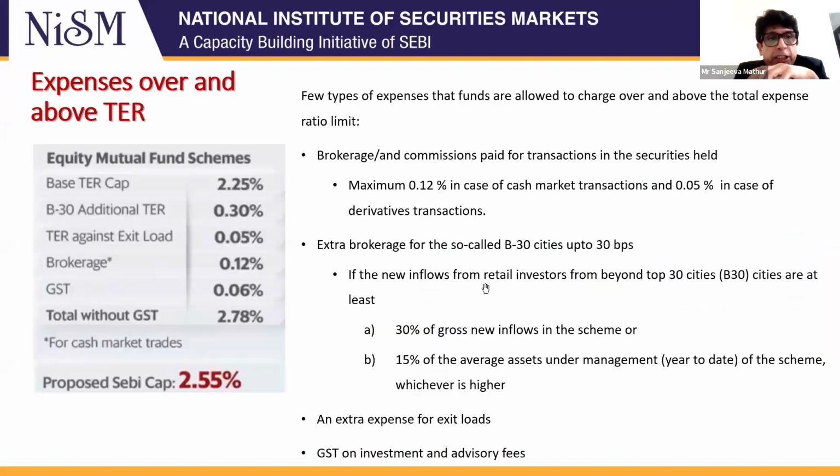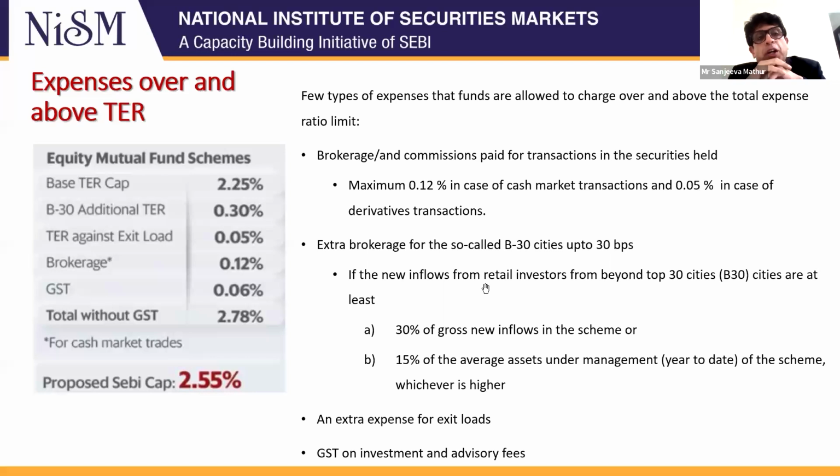Expenses over and above the TER, the total expense ratio. Few tax expenditure funds are allowed to charge over and above the total expense ratio limit. Brokerage commission, etc. are paid, maximum 0.12%. This is just because it's there, I'm reading it out. Otherwise, you need not pay so much attention. In case of cash market transactions, 0.05 in case of derivative transactions.